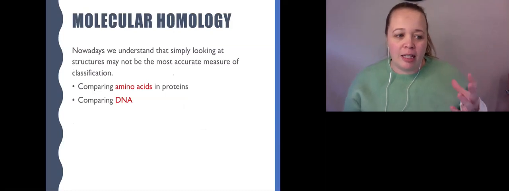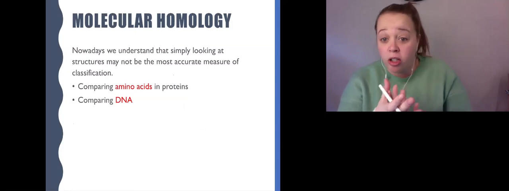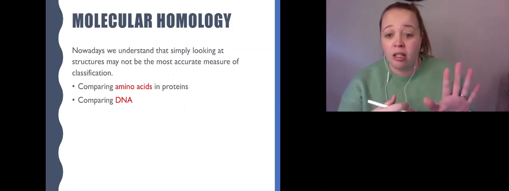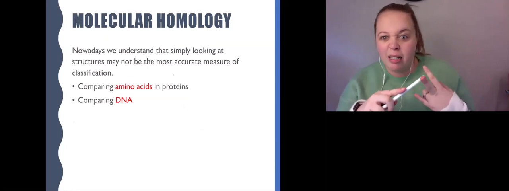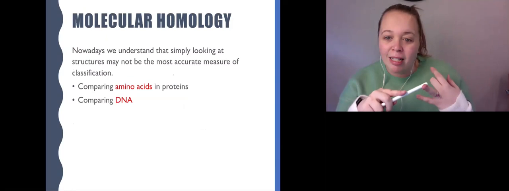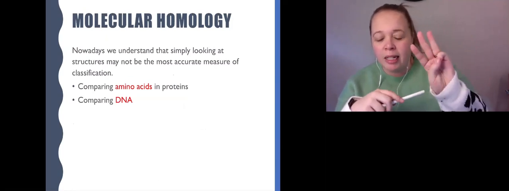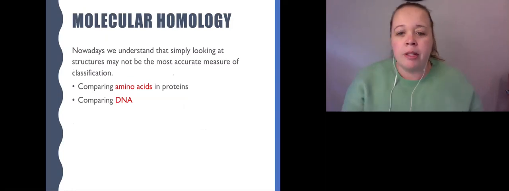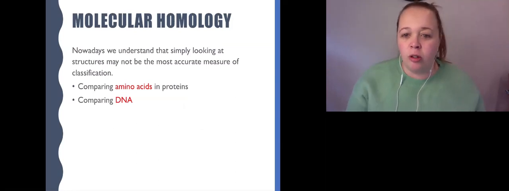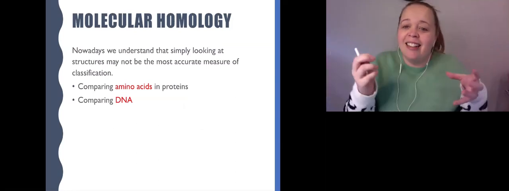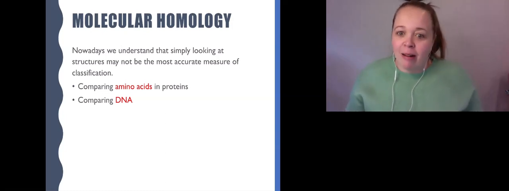So let's have a look. Nowadays, instead of looking at just structures, we talked about the similarity of structures when we looked at the fossil record, developmental biology, and comparative morphology like analogous and homologous structures. They were the three ways that we did last subgroup to compare species. But there are issues with those. So we're going to look at how we can molecularly determine the similarity between two species.